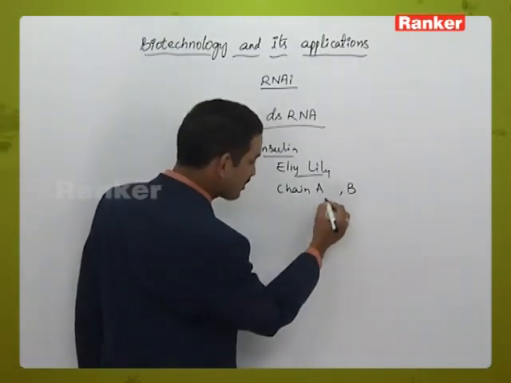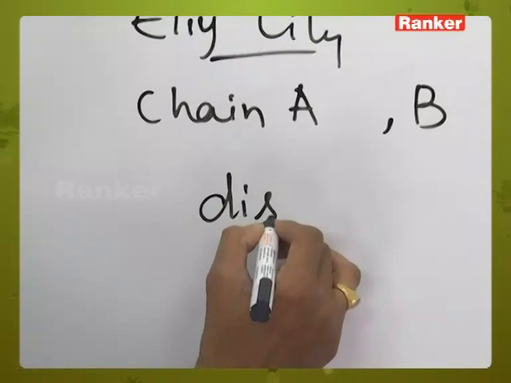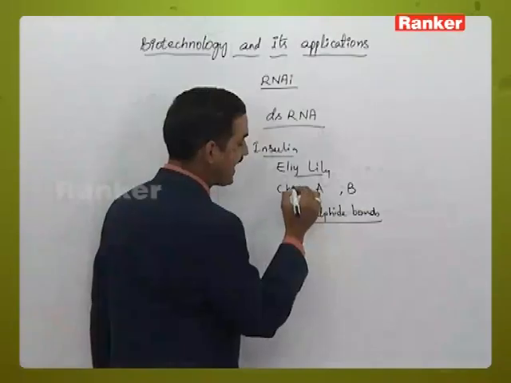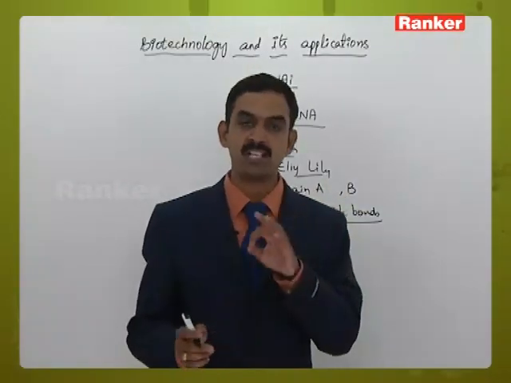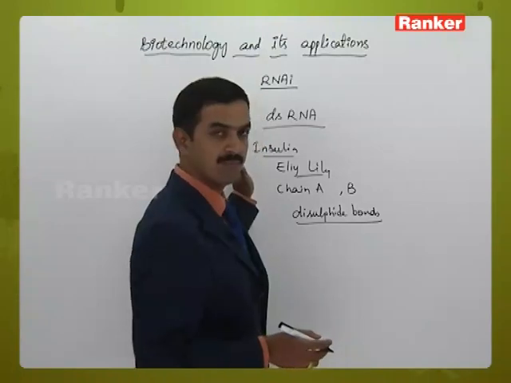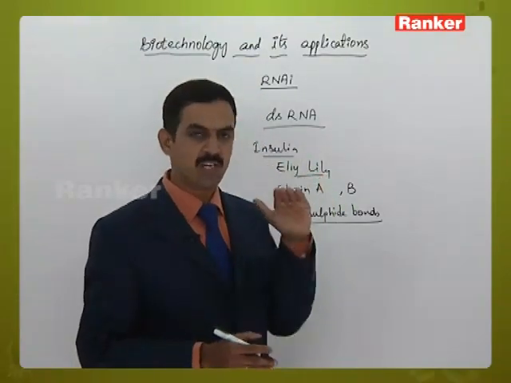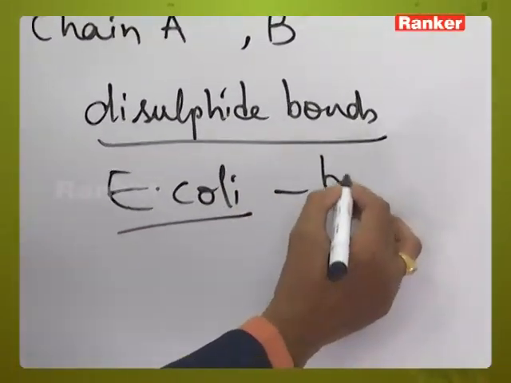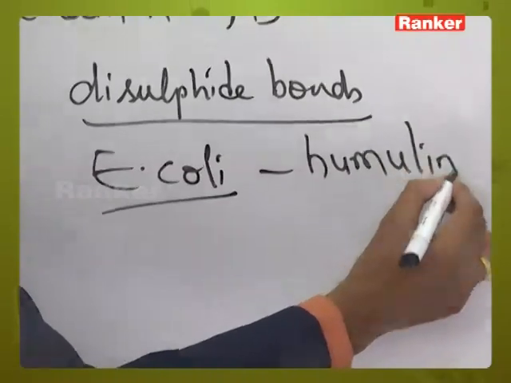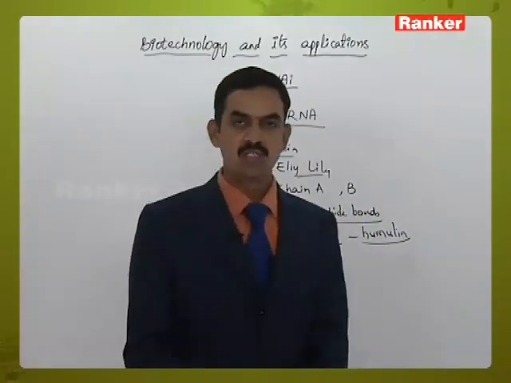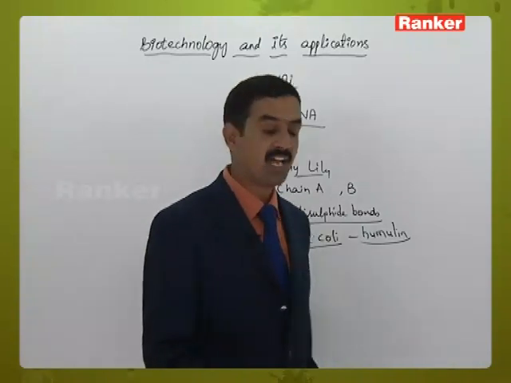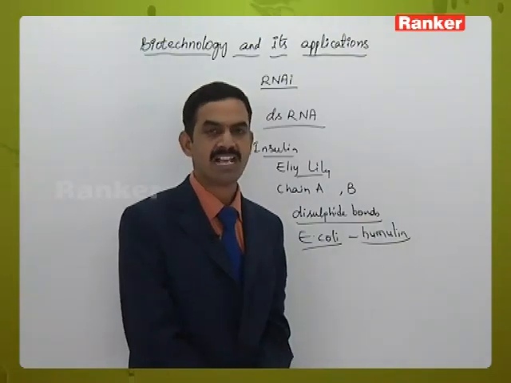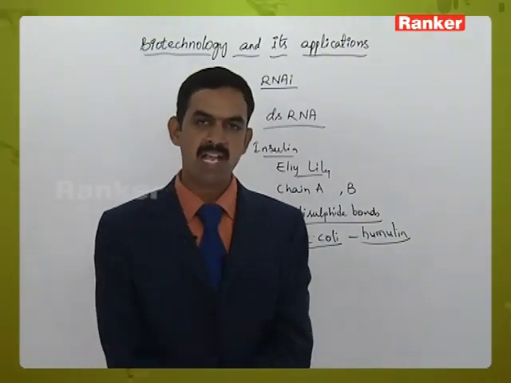Afterwards, disulfide bonds are formed between chain A and chain B. When disulfide bonds are formed between chain A and chain B, it leads to the production of insulin. That is how insulin production is done with the help of Escherichia coli, and the insulin produced this way is called humulin. So this is how the production of insulin has been enhanced by this artificial method, done by Eli Lilly, an American based company.